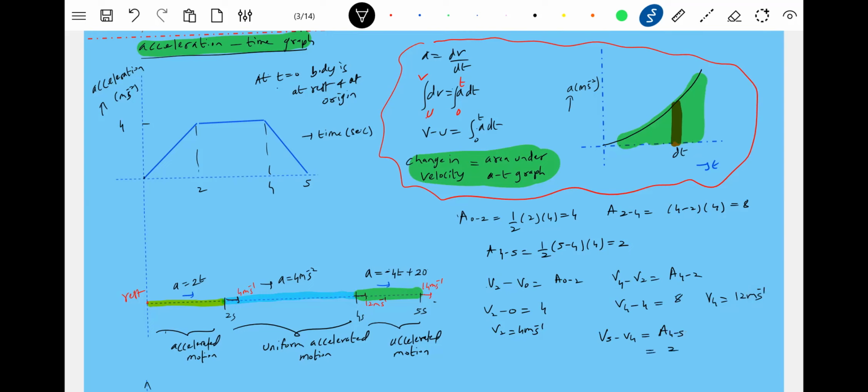What is A45? 2. V45 is 12. V5 is equal to how much? 14 meters per second. Everyone, I want you to look at these values.